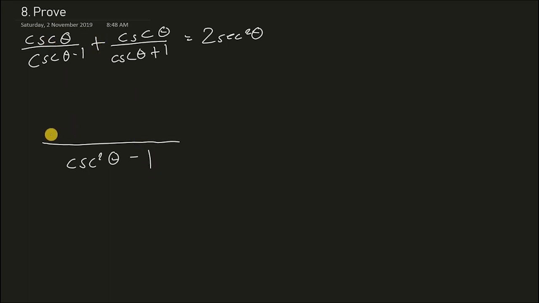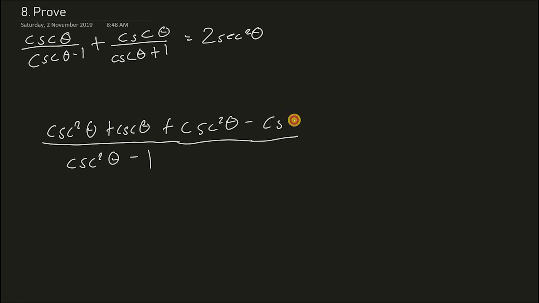Then, cross multiply, that would be equal to cosecant squared theta plus cosecant theta plus, dito naman, cross multiply, that will be equal to cosecant squared theta minus cosecant theta. And dito, pwede kong makancel yung cosecant theta at negative cosecant theta. Yung natira na lang dito, guys, is ito, 2 cosecant squared theta over cosecant squared theta minus 1.